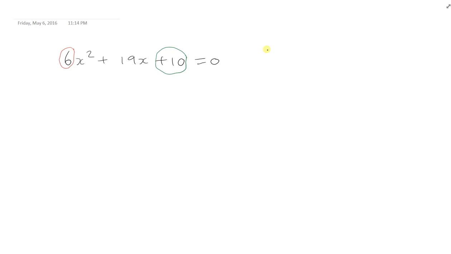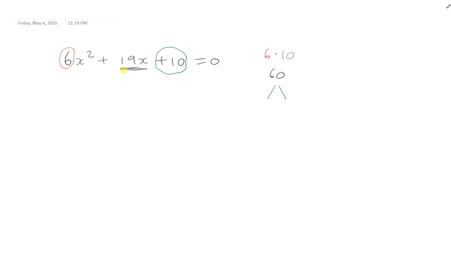So it's going to be 6 multiplied by 10. I don't like writing my multiplication like that. And this is going to be 60, right? So what you're trying to find is factors of 60, and by factors I mean two numbers that when you multiply them they equal 60. However, when you add them, they're going to equal 19.